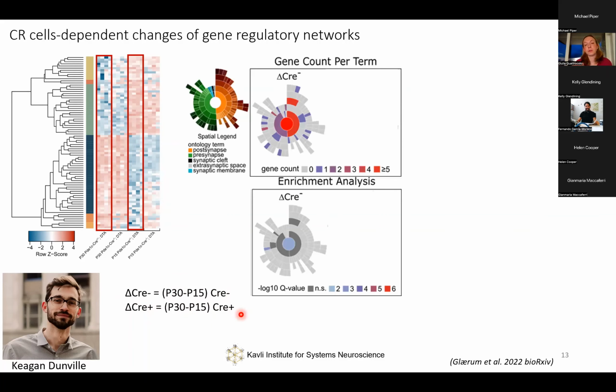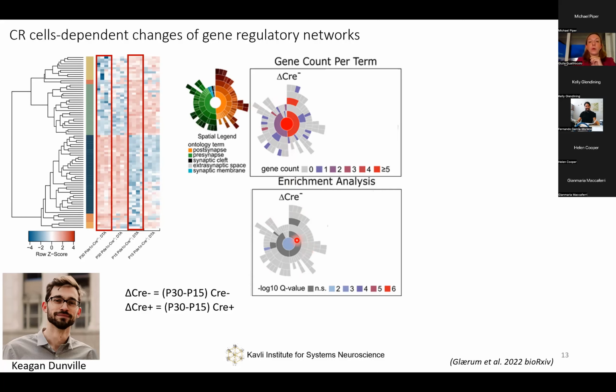So we performed synaptic gene ontology analysis with this software, and here you can really see in this pie chart different components of the synapses, right? So we have the postsynaptic mainly on the right side and the presynaptic on the left side, and the different components of this part. And when we start to concentrate on the delta Cre negative, so our control, we can see that we have quite a few changes in the gene count. So we have a lot of genes related to synapses that are changing their expression between the P30 and the P15 group. And when we look at the enrichment analysis, we can see that these changes are actually significant.